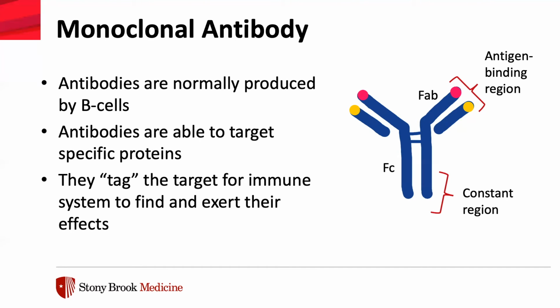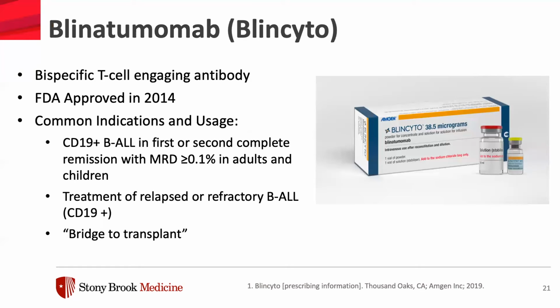And these antibodies are really targeted towards very specific proteins. So blinatumomab is a unique type of antibody. It's a bispecific T-cell engaging antibody that was FDA approved in 2014. And its common indications that it's currently FDA approved for include CD19 positive B-ALL in the first or second complete remission with minimal residual disease positive in adults and children.